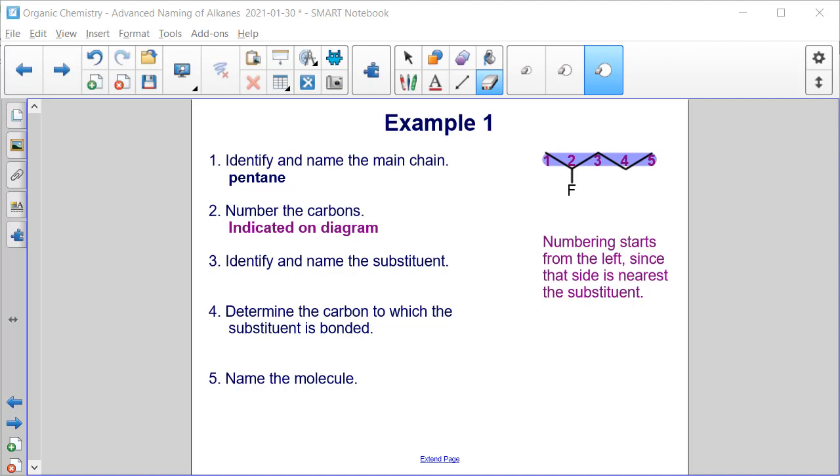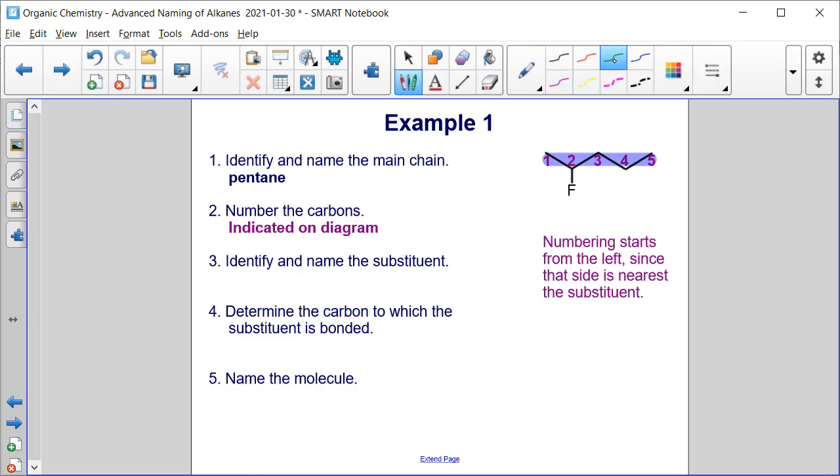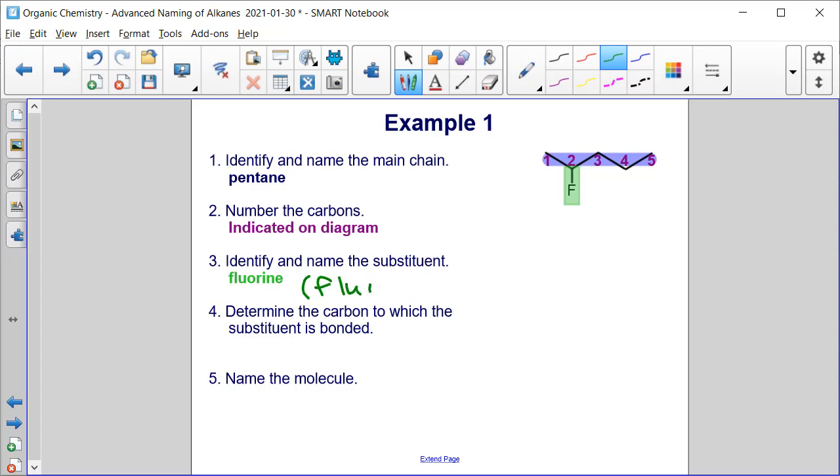Now let's identify and name the substituent. So the substituent right here is a fluorine. It's a fluorine, so we would call it fluoro. As you see here, it is a fluorine substituent. In the naming of it, though, we would say fluoro.